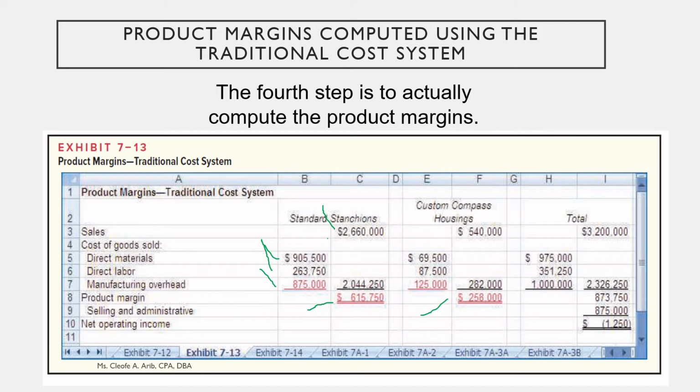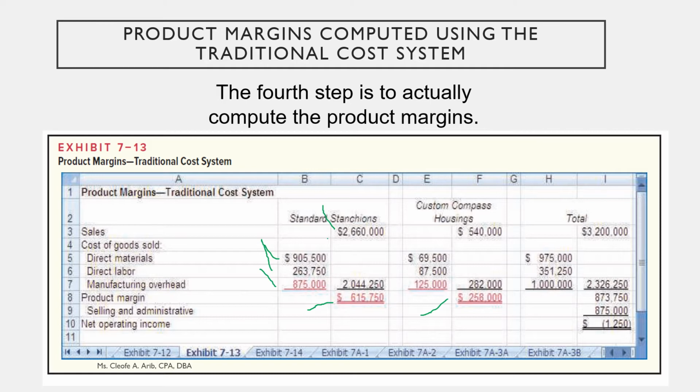Now, before ko makalimutan, emphasize ko ulit ha, product margin is synonymous lang to gross profit if you are using the traditional cost system. But if you will be using yung ABC, of course, your product margin is not synonymous to your gross profit. Because if you notice earlier, dun sa ABC, diba, we charged certain selling and administrative expenses to your product. Now, to continue, so we see here that the product margins for standard stanchions and custom compass housings is 615,750 and 258,000 respectively.